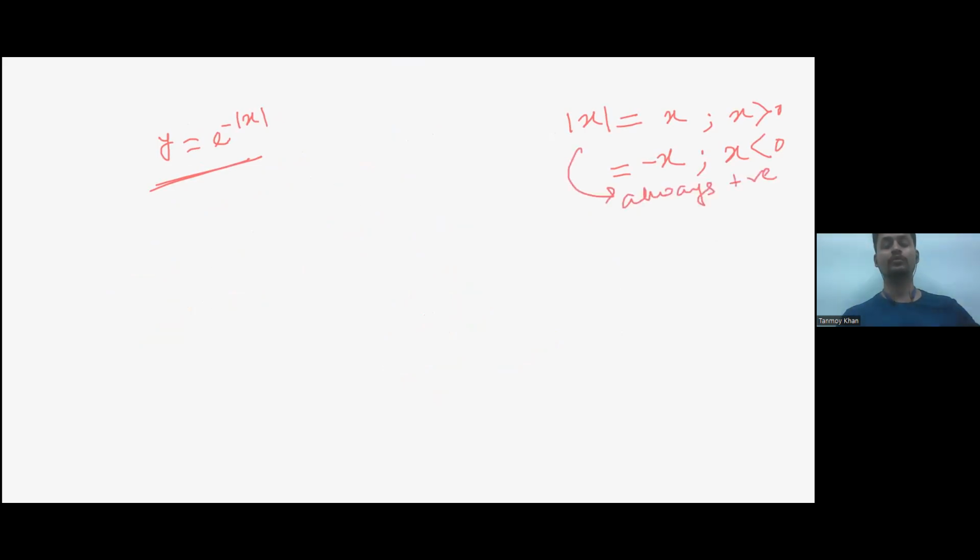Now, think about a very interesting plot, that is y is equal to e to the power minus mod x. Think about it: what is mod x? Mod x is x whenever x is greater than 0, and mod x is minus x whenever x is less than 0. That means this is always positive, it will never take a negative value. Now think about this function at x is equal to 0, again 1. Now think about x is equal to minus 0.